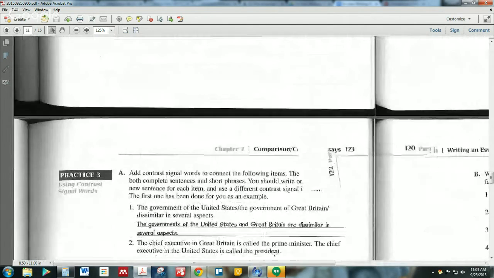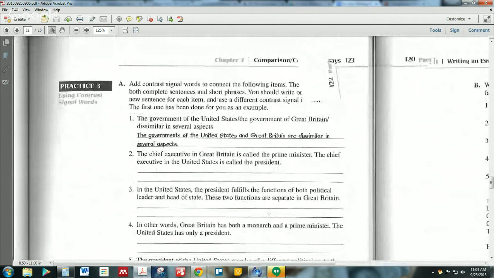And the exercises are similar, so I'll go through 2 of them. The exact same practice: 2 sentences that are opposite. So, number 1, the government of the United States, the government of Great Britain, dissimilar in several aspects. So the model sentence: the governments of the United States and Great Britain are dissimilar in several aspects. So just using this as an adjective with the verb to be. I think that's not a great example, but anyhow.